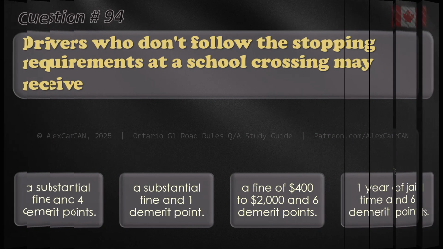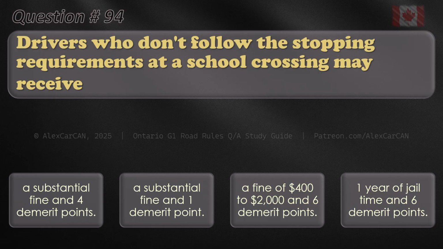Question number 94. Drivers who don't follow the stopping requirements at a school crossing may receive a substantial fine and 4 demerit points, a substantial fine and 1 demerit point, a fine of $400 to $2,000 and 6 demerit points, 1 year of jail time and 6 demerit points. The correct answer is a substantial fine and 4 demerit points.